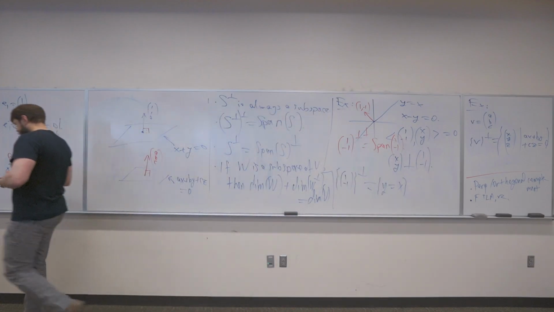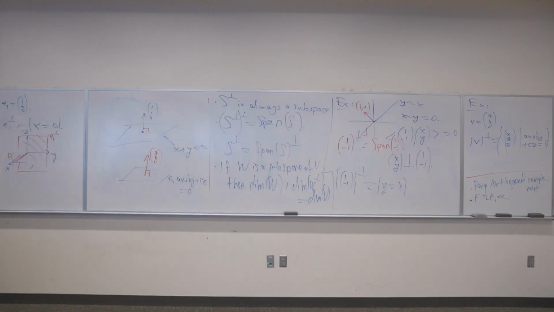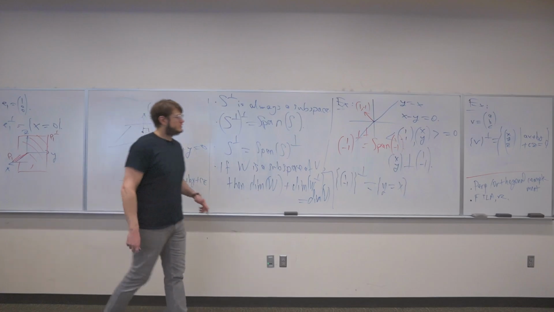Pretty cool formula. We're almost there to state the second version of the fundamental theorem of linear algebra, but I'd rather give a couple more examples that are slightly more complicated. Let's see what happens if we take more complicated subspaces, perhaps, and look at their perp.